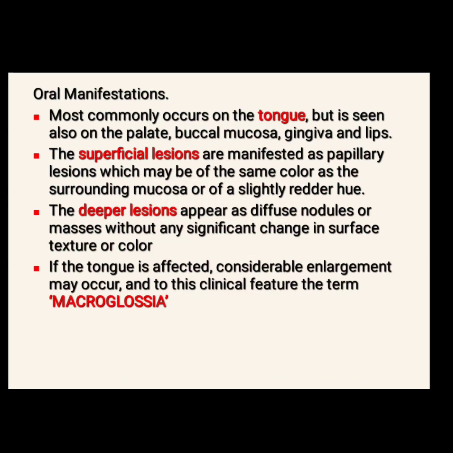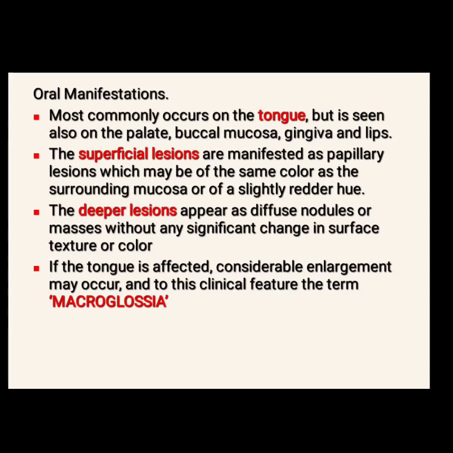Now coming to the oral manifestations. The most common site where lymphangioma occurs intraorally is the tongue. But other sites are also involved, like the palate, buccal mucosa, gingiva and lips. Lymphangioma can occur either as a superficial lesion or as a deeper lesion. When it occurs superficially, it manifests as papillary lesions, which may have the same color as the surrounding mucosa or a slightly redder hue.